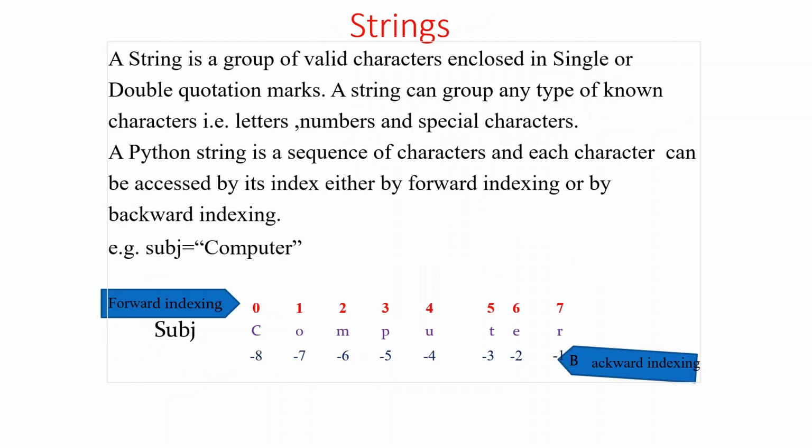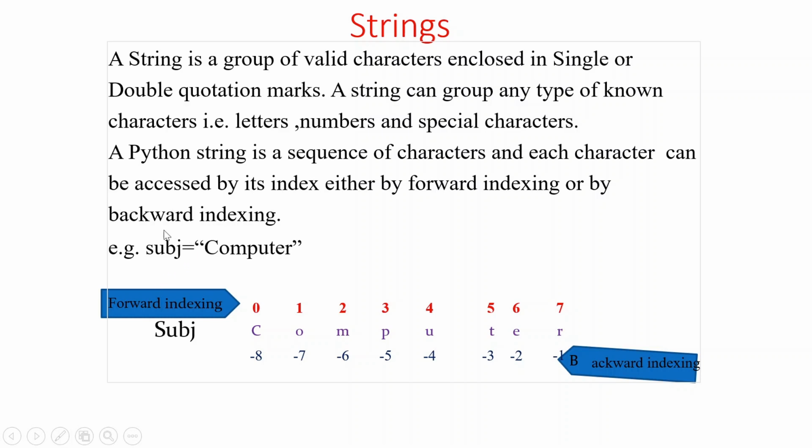Now a string is a group of valid characters enclosed in single or double quotation marks. It can be a group of any type of known characters: letters, numbers, special characters. So a string is a sequence of characters, an array of characters. Each character can be accessed by its index, either by forward indexing or by backward indexing.